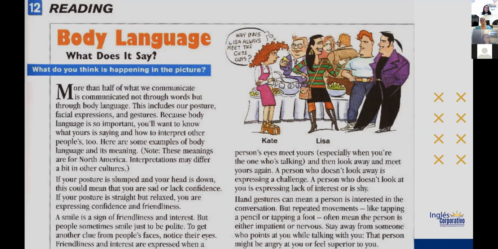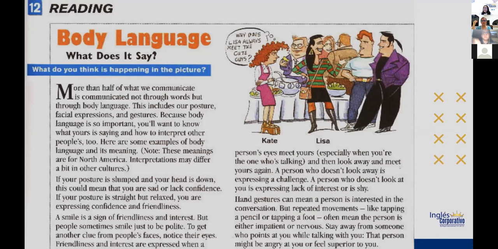To get another clue from people's face, notice their eyes. Friendliness and interest are expressed when a person's eyes meet your eyes, okay? Like you have eye contact with the other person. Especially when you are the one who's talking. One second, I need to move this.